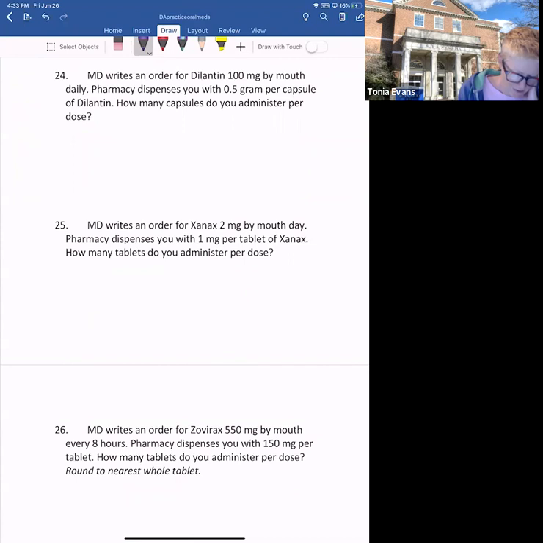Okay, so we have Dilantin 100 milligrams by mouth daily. We've got 0.5 gram per cap. How many capsules per dose? Now, per dose is going to be per day per dose. It's the same thing because there's only 1 dose per day. So I want to know caps per dose.